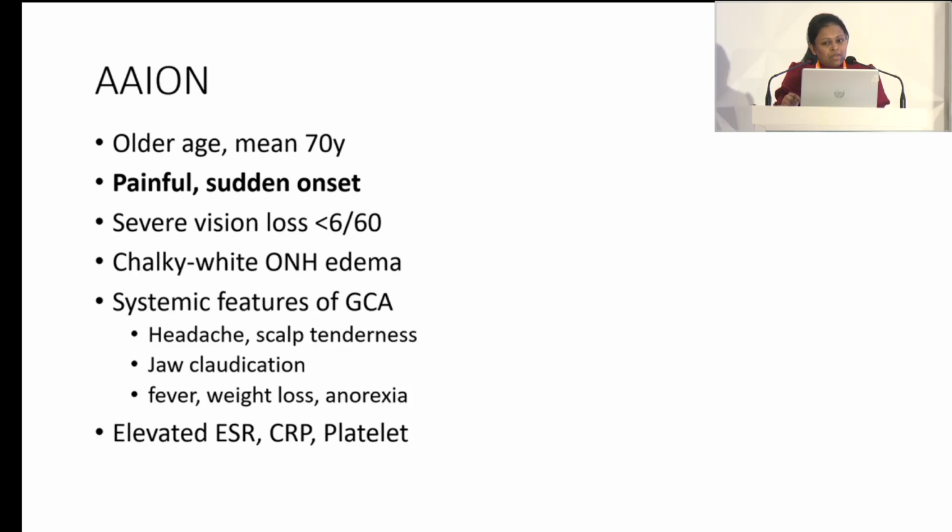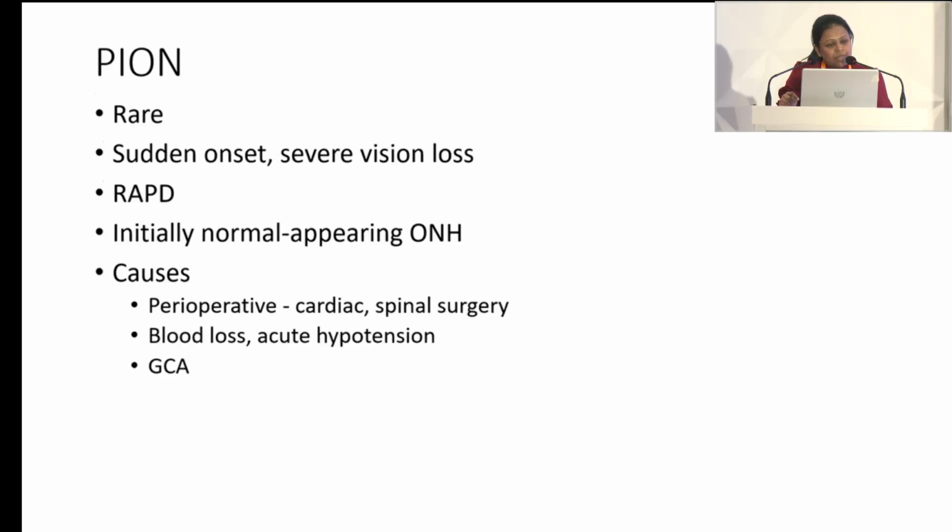Whereas a patient presenting at a much older age, with painful sudden onset, profound vision loss, like visual acuity worse than 6/80, with pallid disc edema, with systemic features of GCA and raised inflammatory markers, arteritic anterior ischemic optic neuropathy would be our top differential diagnosis.